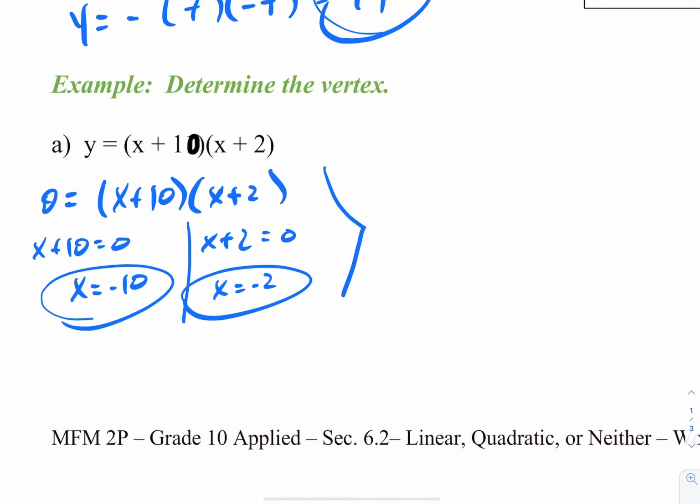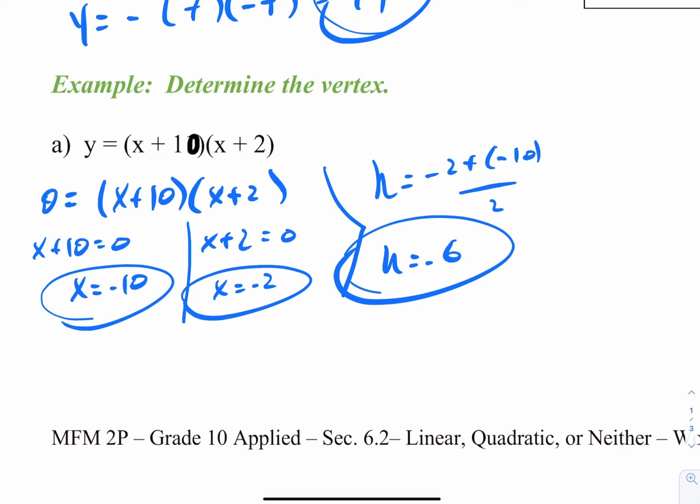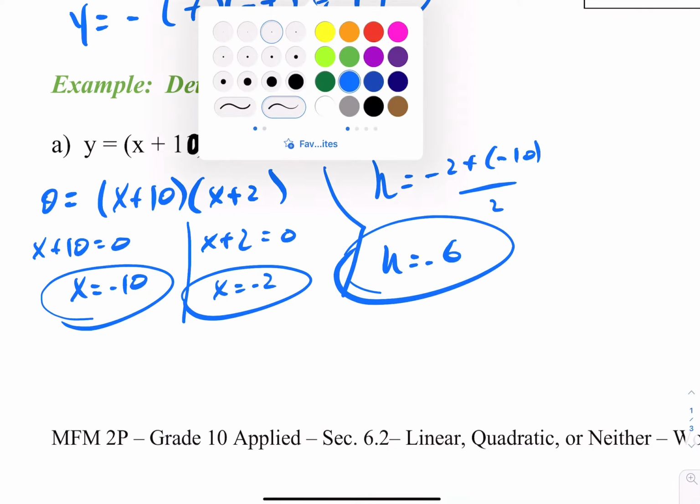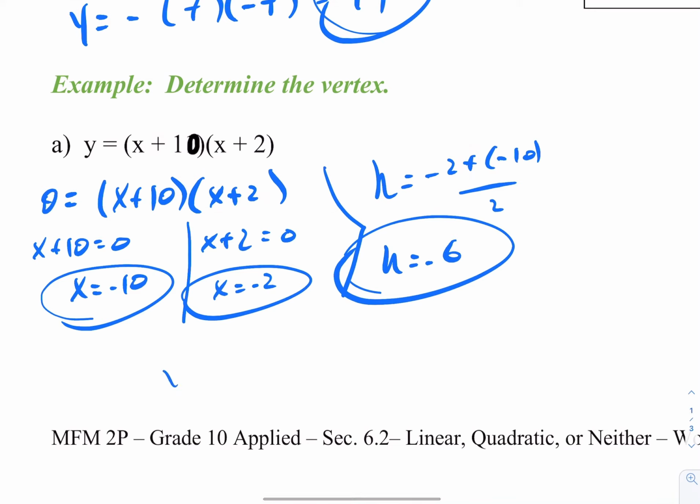Now I want to go ahead and find the vertex. So you find your h value. So you add up your roots and divide by 2, in which case I get negative 6. Now that I have my h value, I want to go ahead and sub that into your quadratic, right? I want to sub this into my quadratic so I can go ahead and find my k value, or the y coordinate of my vertex.